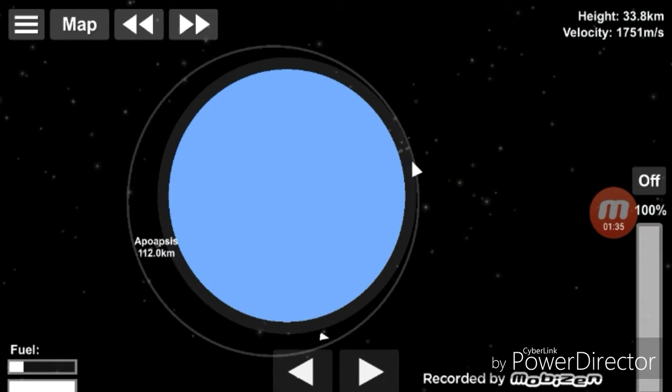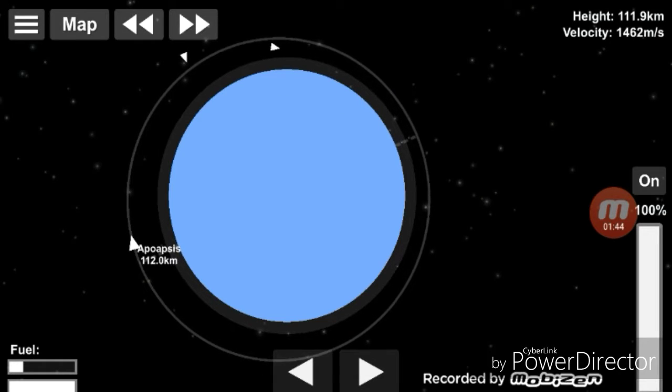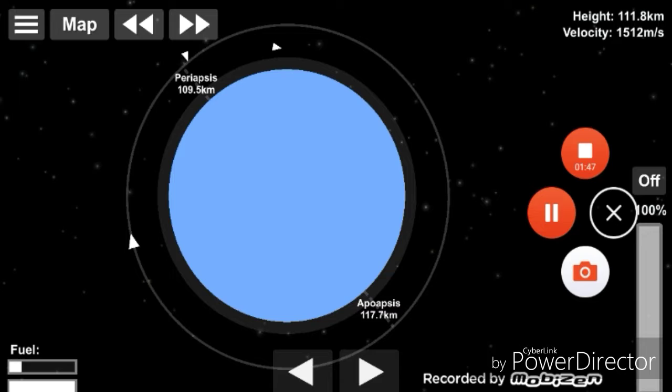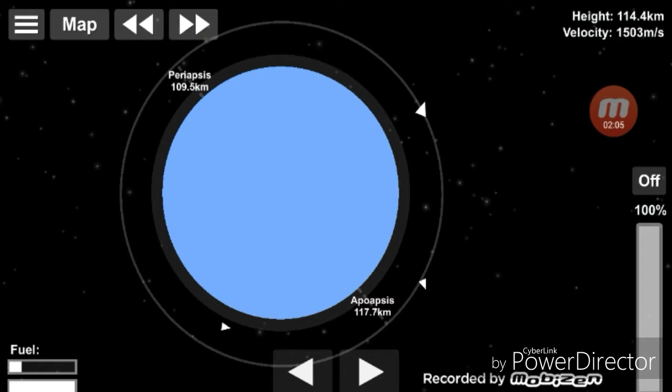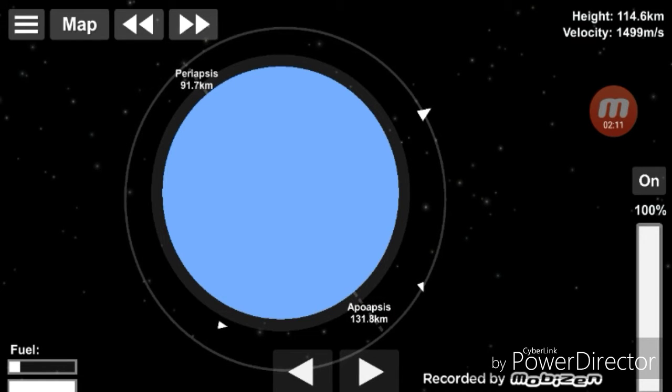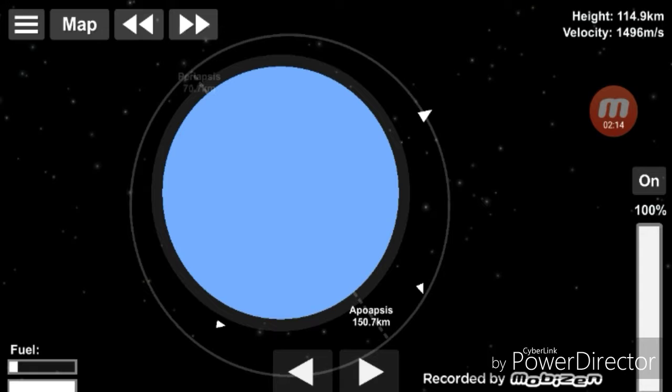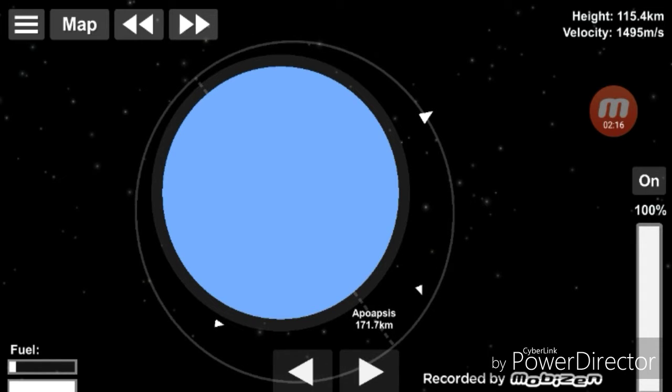Now, if we were to time warp to apoapsis, you can see here that we've circularized our orbit and gotten ourselves a nice 109 by 17. Now, if we were to go back to 90 degrees to prograde relative to the periapsis, and burn radial out, you can see here that it increases the apoapsis while decreasing the periapsis.